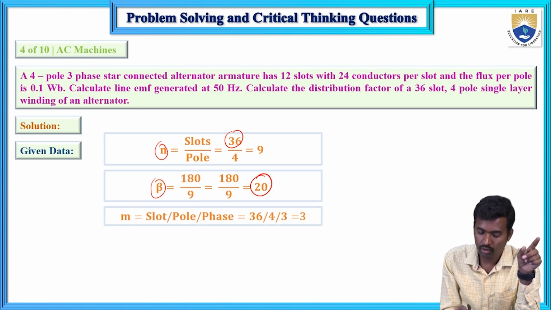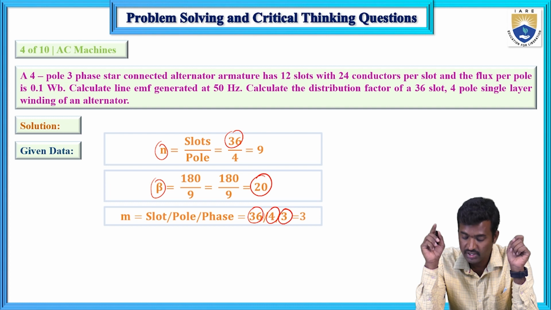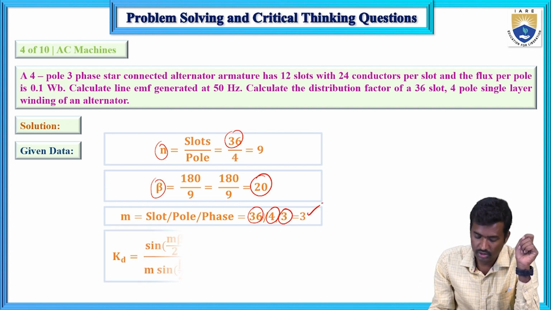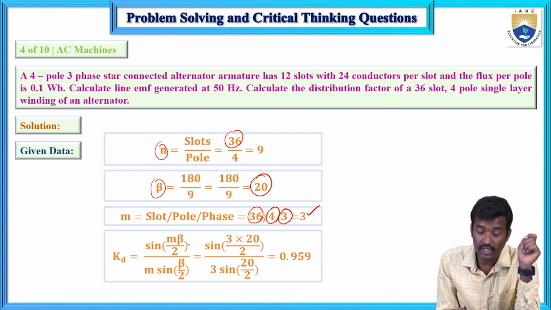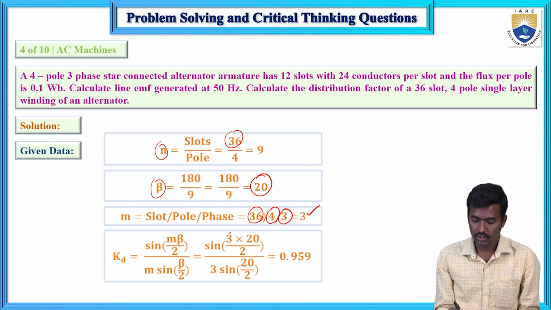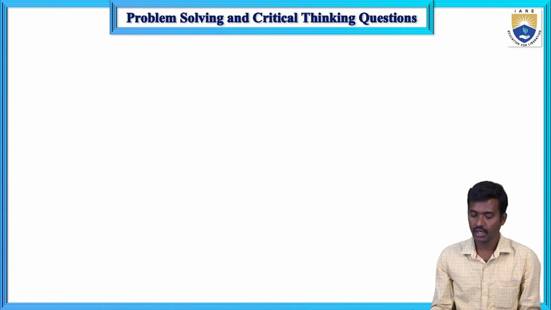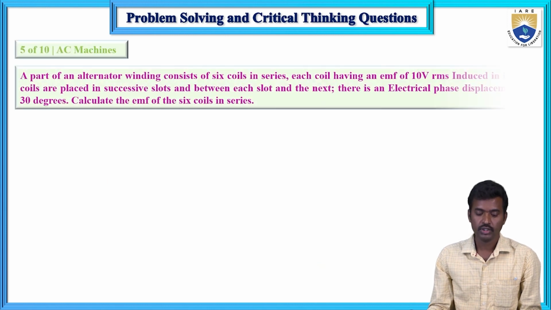Now m equals the number of slots per pole per phase. In the previous case that was 1. Here it is 36 slots divided by 4 poles and 3 phases, so this value is 3. Now we know the formula KD equals sine m beta by 2 divided by m sine beta by 2. Here m equals 3 and beta equals 20, and for this case the KD value is 0.959. Next, the fifth question.